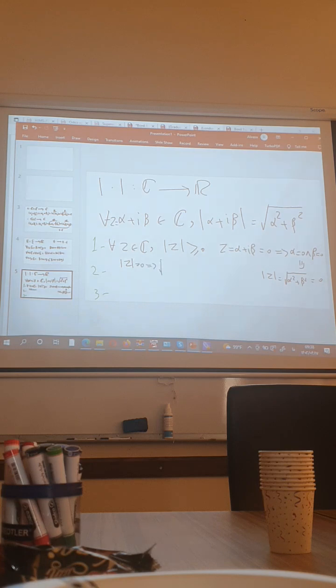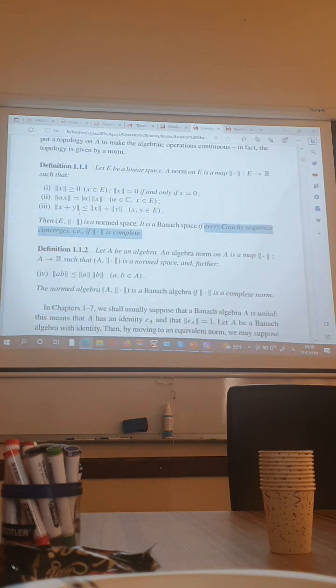we conclude that this radical equals 0. And this shows that alpha must be equal to 0 and beta must be equal to 0. So z must be equal to 0, okay? So we have this property that the norm of z equals 0 if and only if z equals 0, okay?